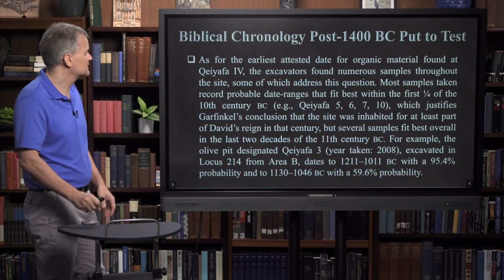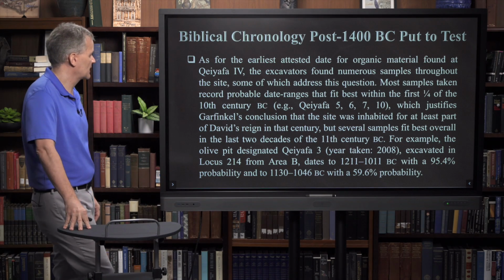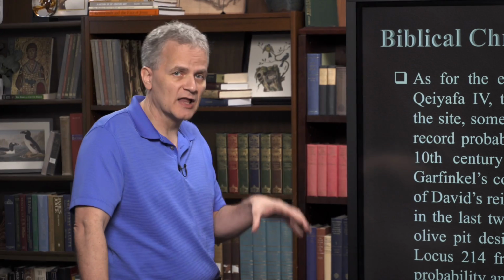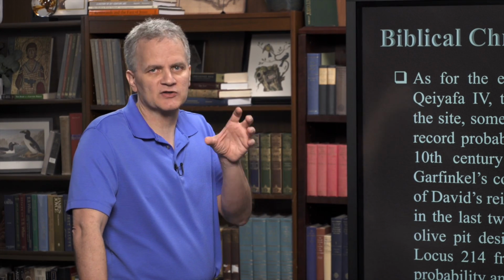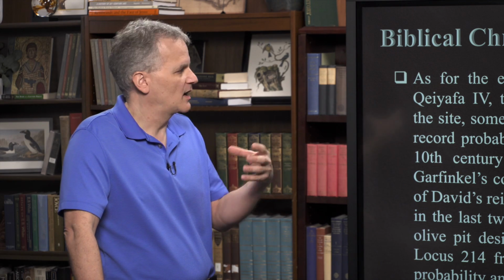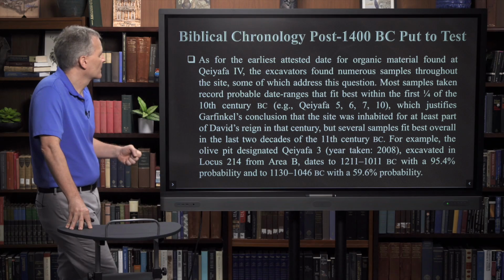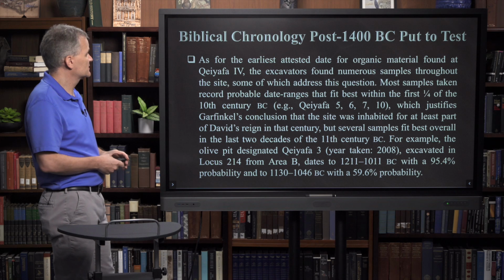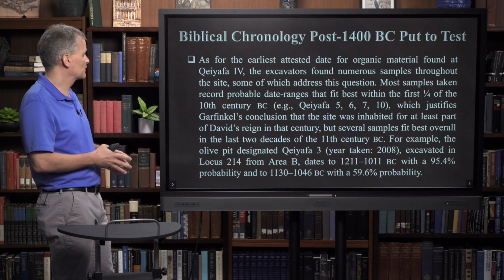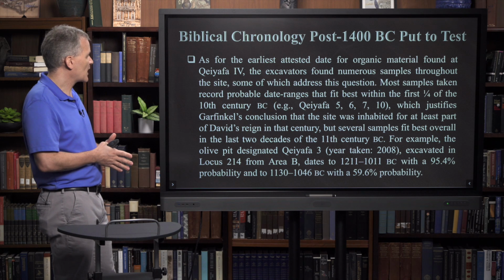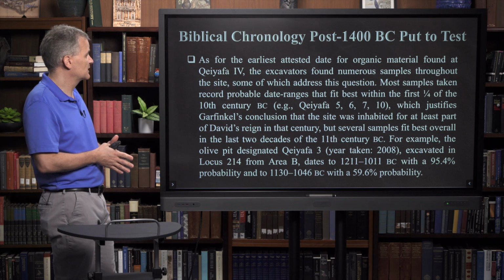As for the earliest attested date for organic material found at Qeiyafa, level 4, where this occupation occurred for 25 or 30 years, roughly in 1000 BC, the excavators found numerous samples throughout the site, some of which address this question. Most samples taken record probable date ranges that fit best within the first quarter of the 10th century BC.